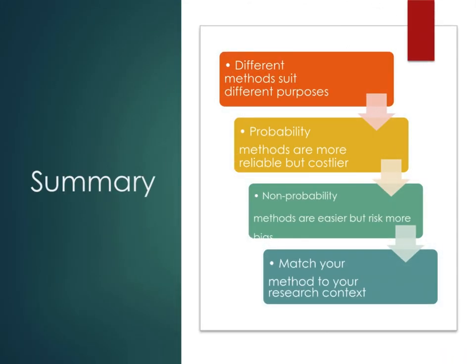To summarize, match the method to your research needs. Probability sampling is more accurate but costlier. Non-probability is quicker but riskier.